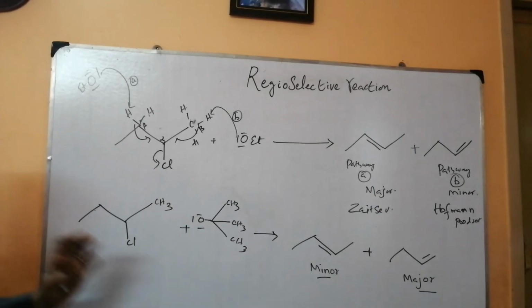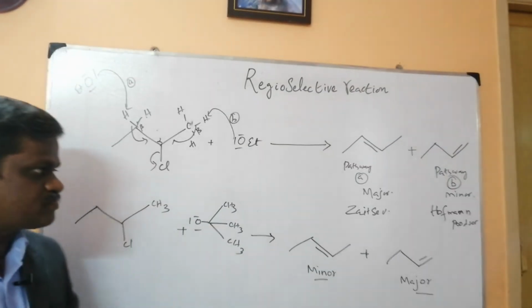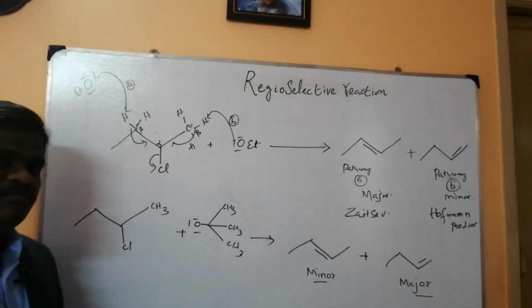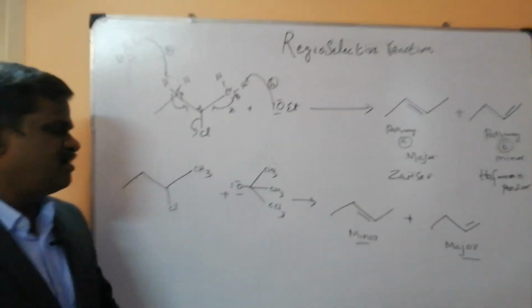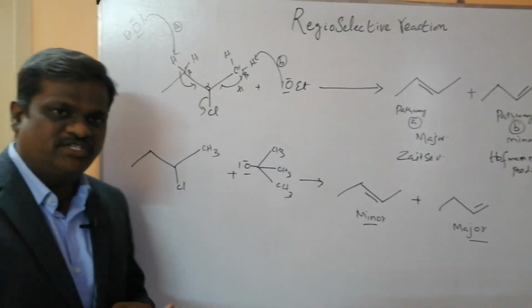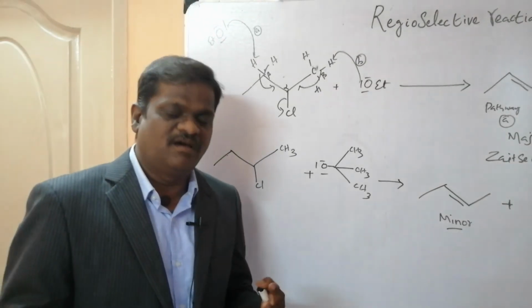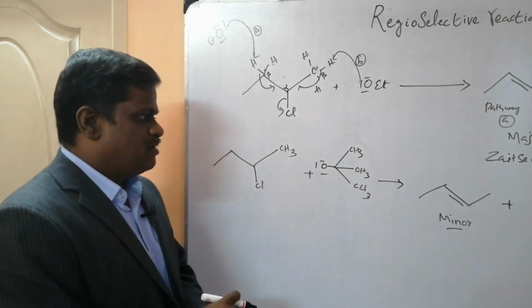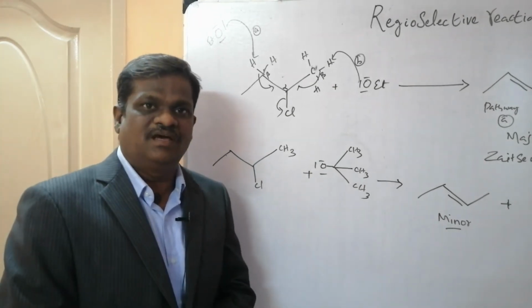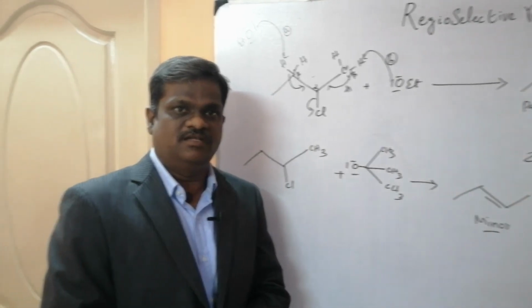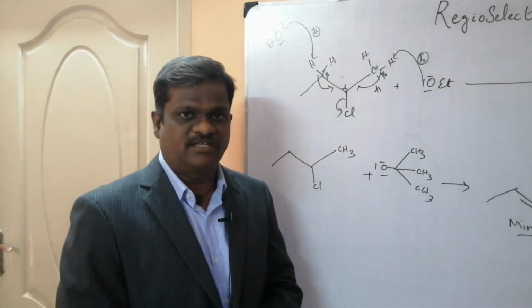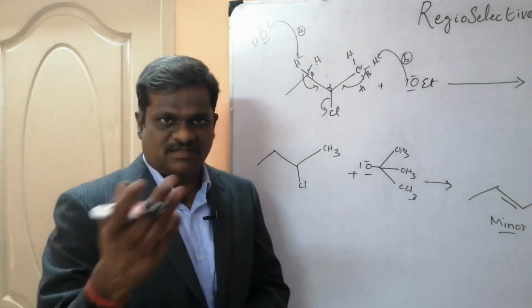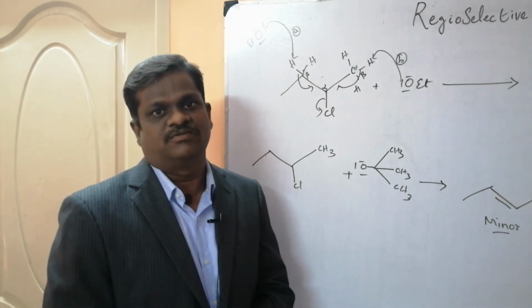So the products of regioselective reactions depend upon the nature of the substrate, the reaction conditions and some other factors. And there is one more good example, the Diels-Alder reaction. That is also a good example of a regioselective reaction, which we will discuss in the chapter on dienes.